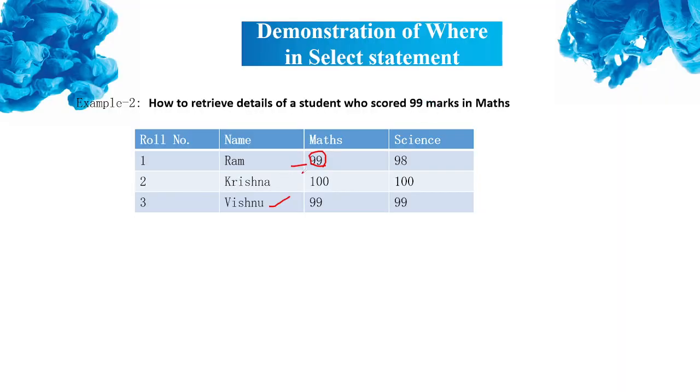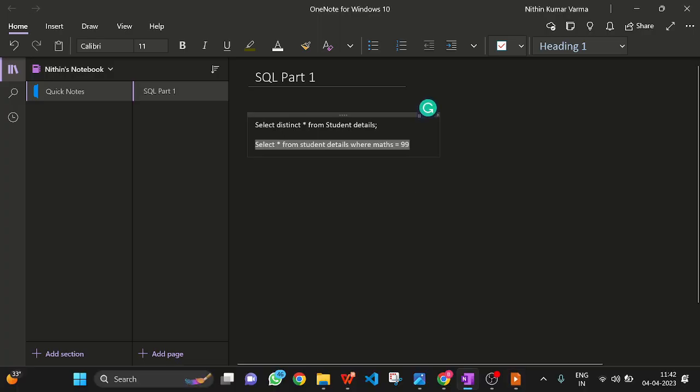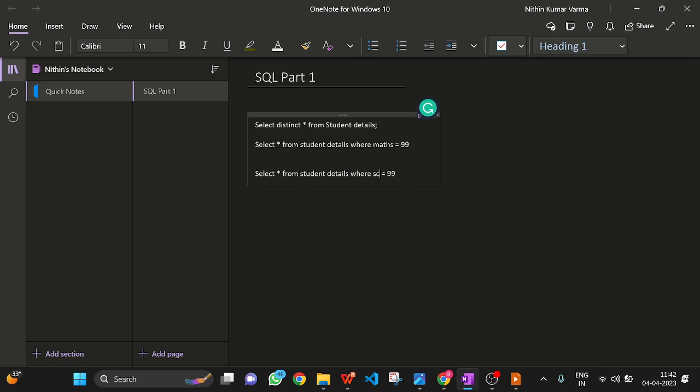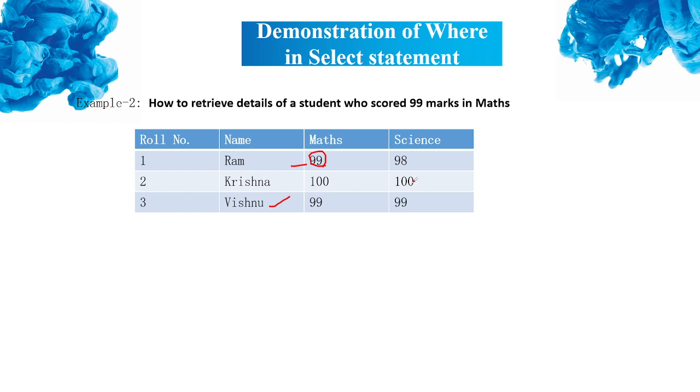Fine. If you want to know the people who scored 100 in science, simply write where science is equal to 100. Don't worry about the case; SQL is not case sensitive, so we can write capital or small letters. Fine, so only Krishna's record will be displayed.